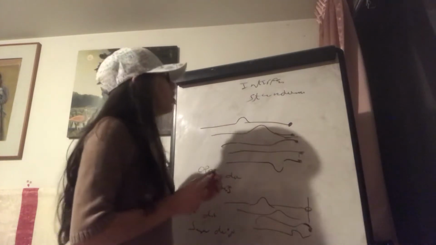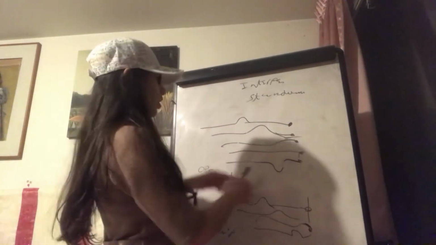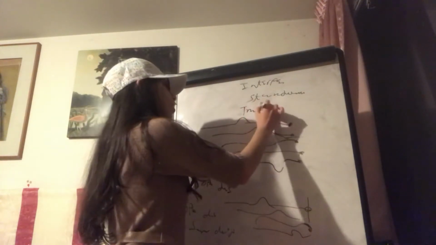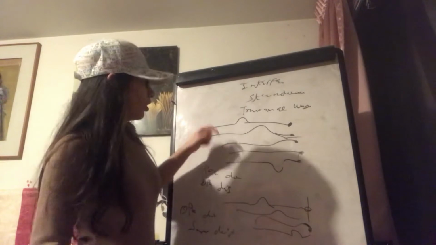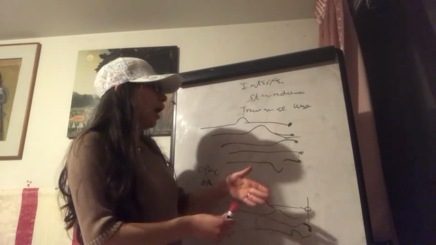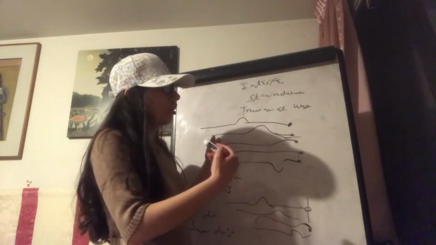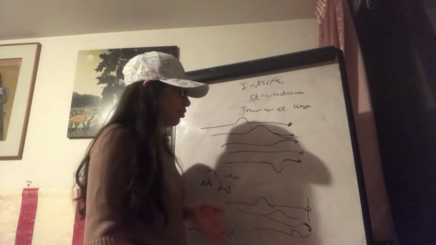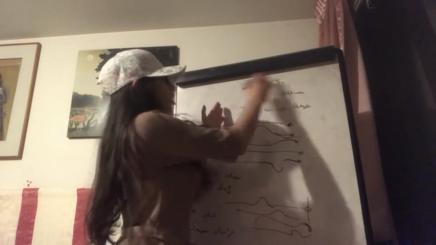So now let's see the interference. These waves are called traveling waves, because this is a wave, and not all the particles are moving in the same harmonic motion. Alright, now let's see the interference.